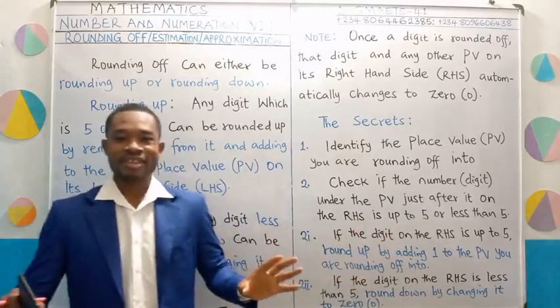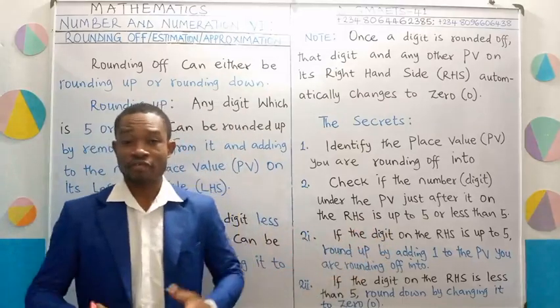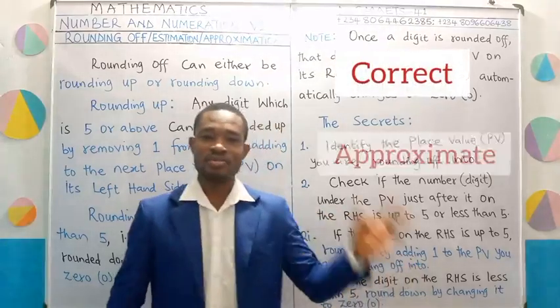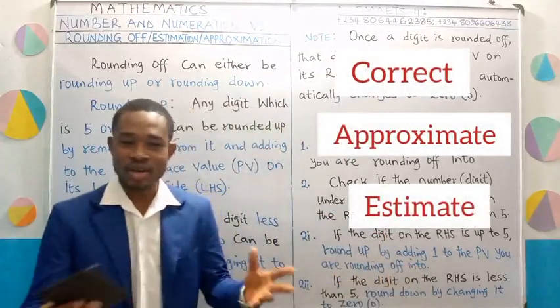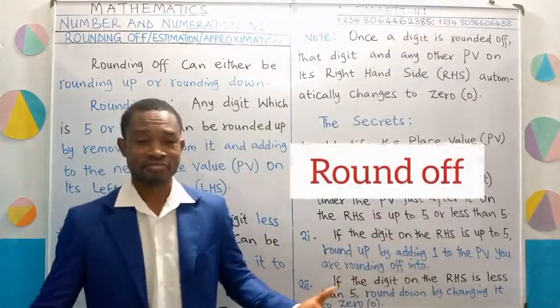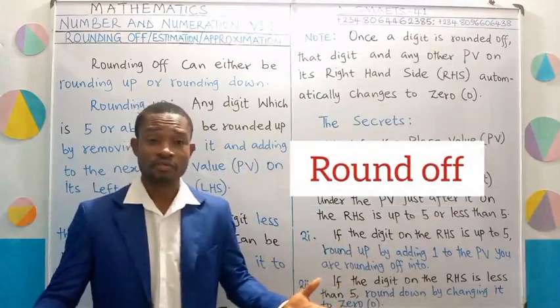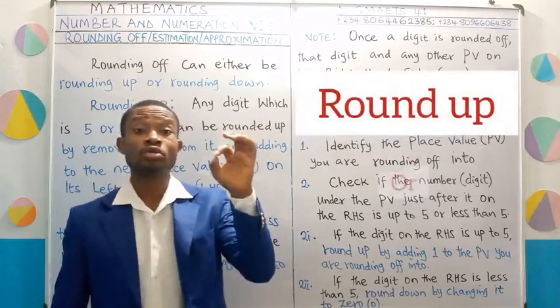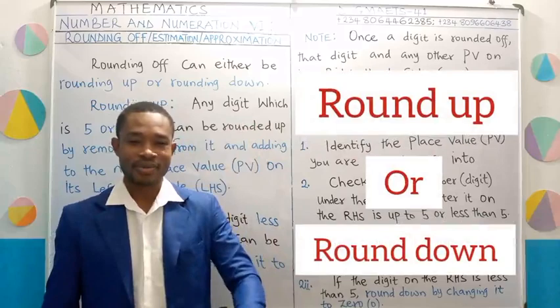I hope this is clear, right? So this is just the whole idea of rounding off. Sometimes the question comes as correct or approximate or estimate. Any one of these statements is still the same as to round off. I know when we talk about rounding off, it is either you round up or you do what? Round down.